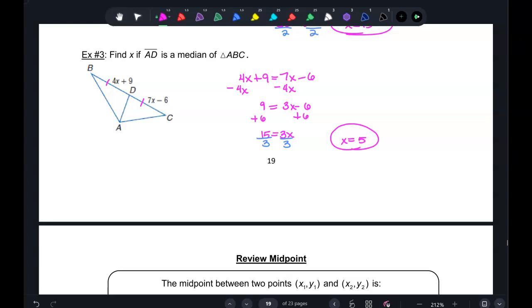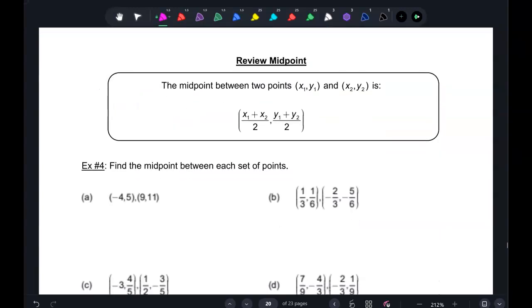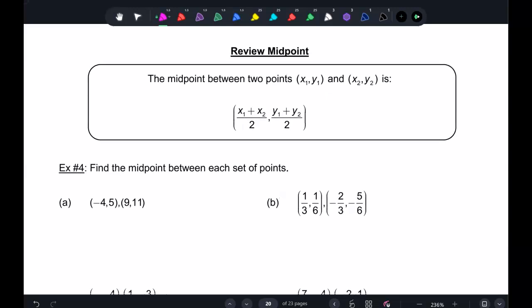Okay. Now, what was the key word with median? It goes to the midpoint. Midpoint. So think median, midpoint. It's been a long time since we've seen this formula, but this is the midpoint formula.